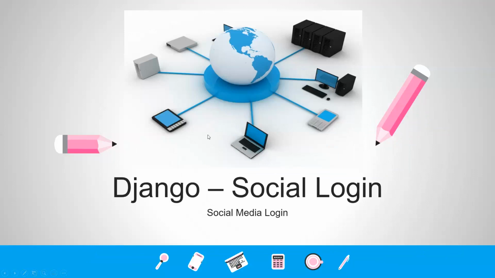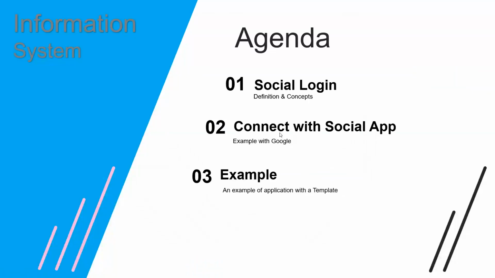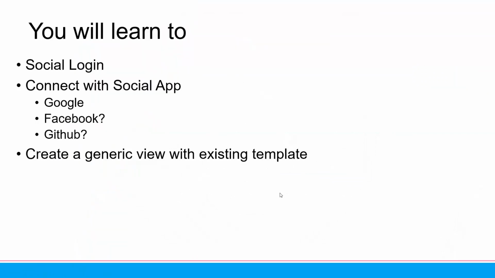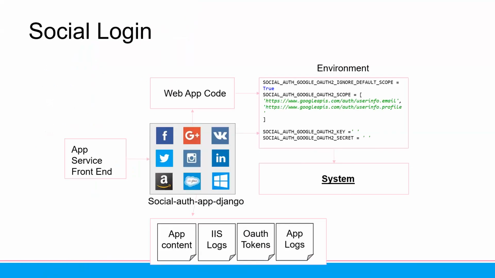So I would like to explain this social login: what is the definition of the social login and how we can connect with the social app, and as well we are going to check the examples. What is social login and how, if we want to connect to a social app like Google or Facebook or GitHub, and how we can create a generic view with the existing template. So this is the structure.